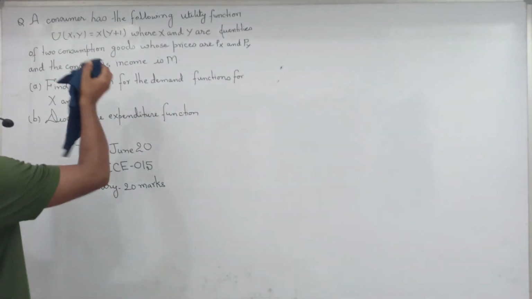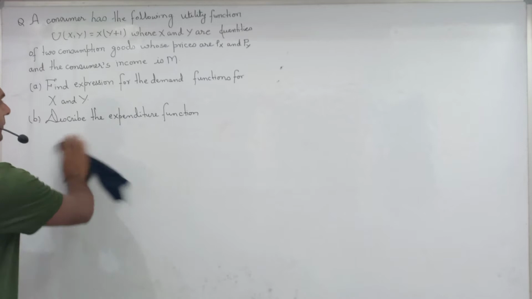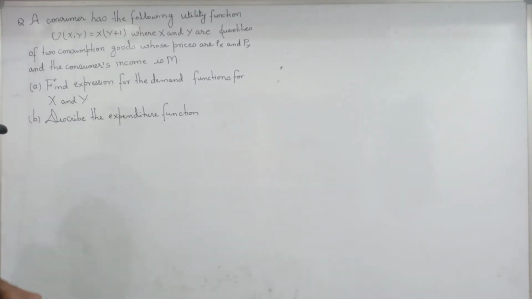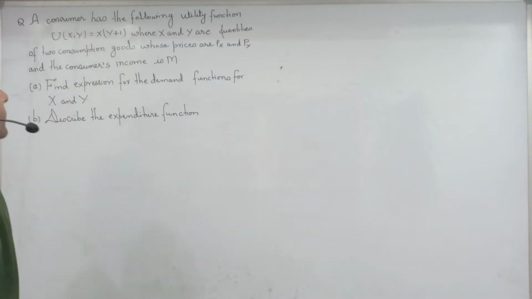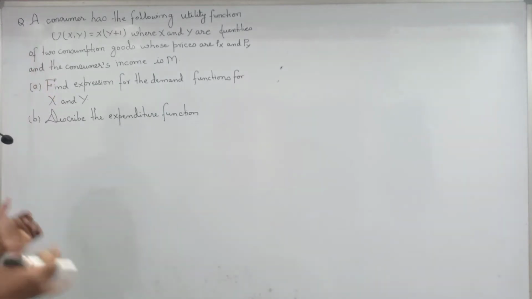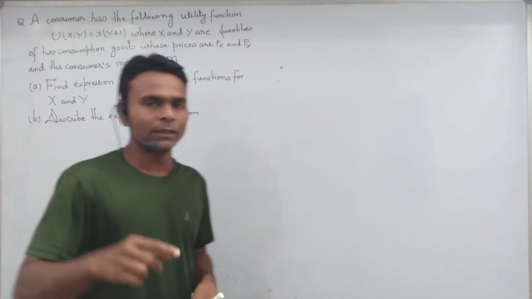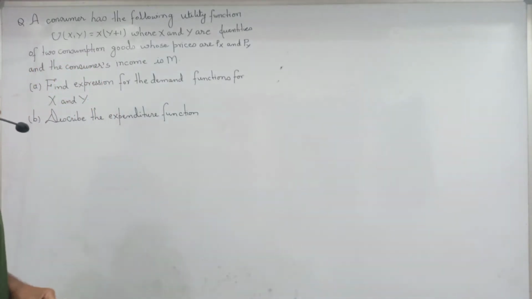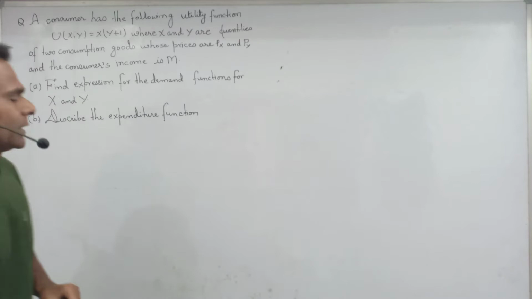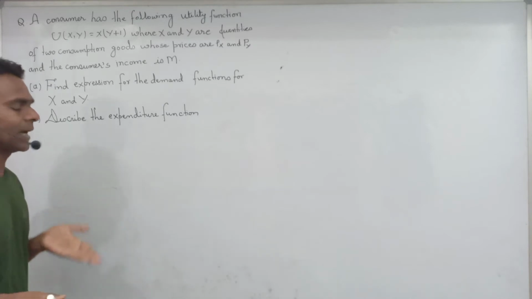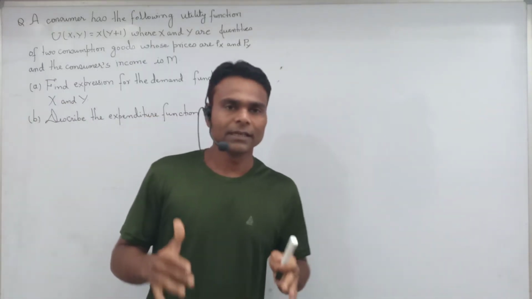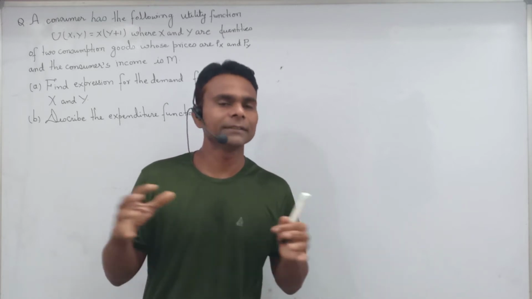So you can see the question is written here. A consumer has the following utility function: U is a function of x and y equal to x times (y plus 1), where x and y are quantities of consumption goods, prices are given as px and py, and consumer income is m. Find the expression for the demand function for goods x and y and describe the expenditure function. This is the question. The utility function is given.